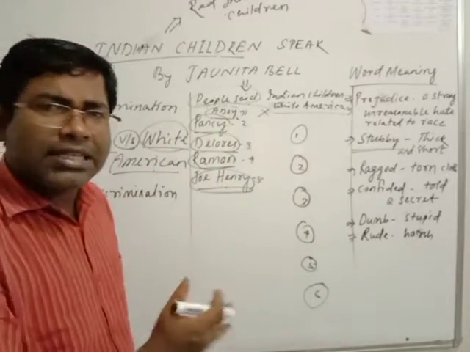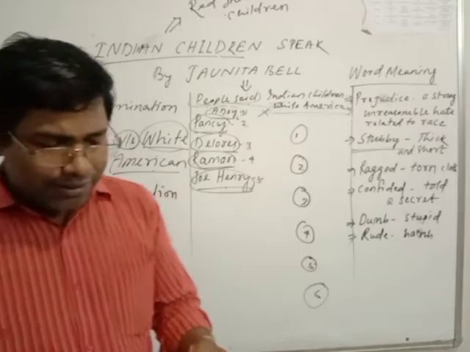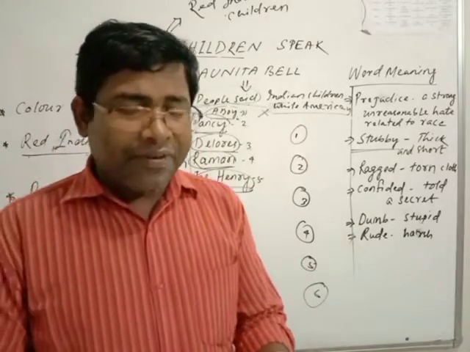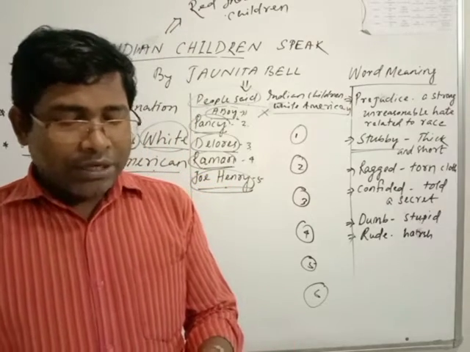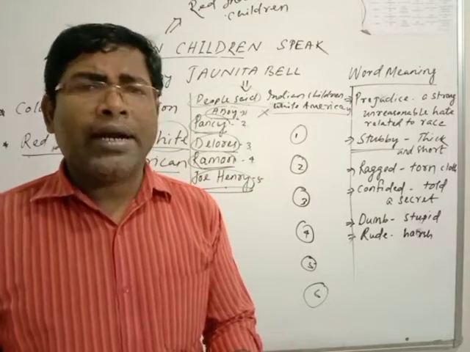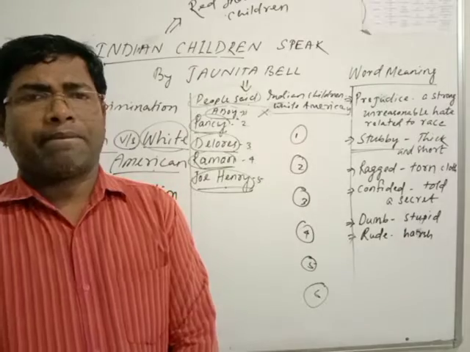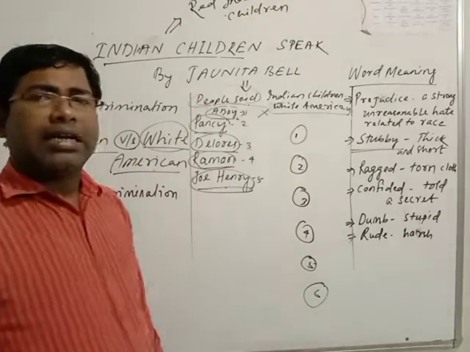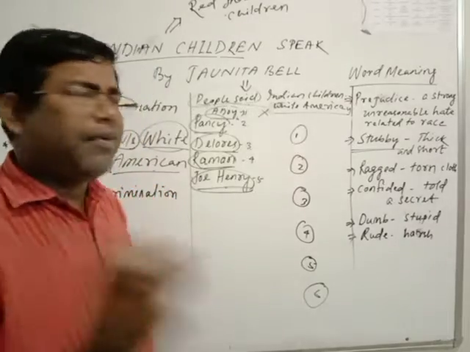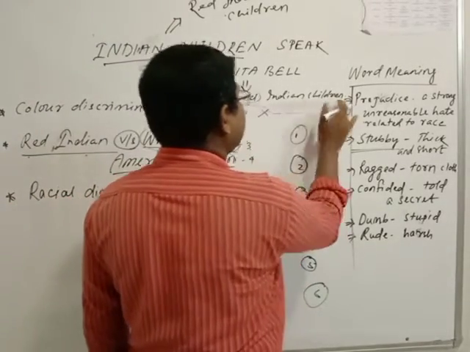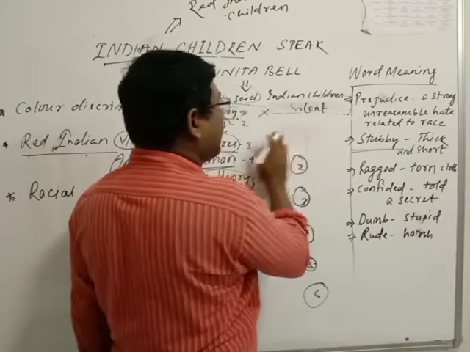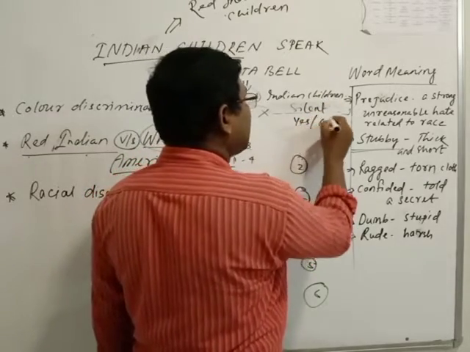Then come to the second stanza of this poem, my dear students. People said Indian children are very silent. Their only words are no and yes. Second stanza started. Again people said Indian children are very silent. They only answer you yes or no.